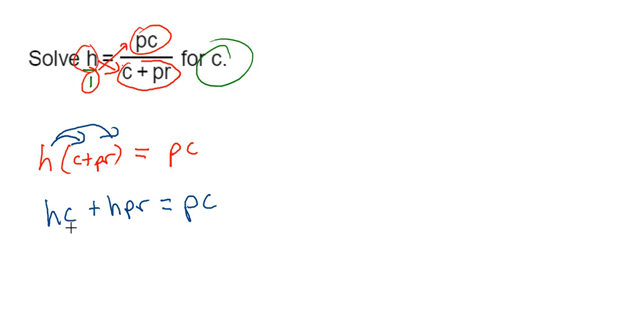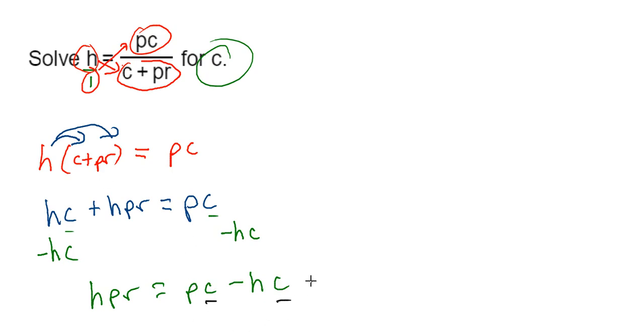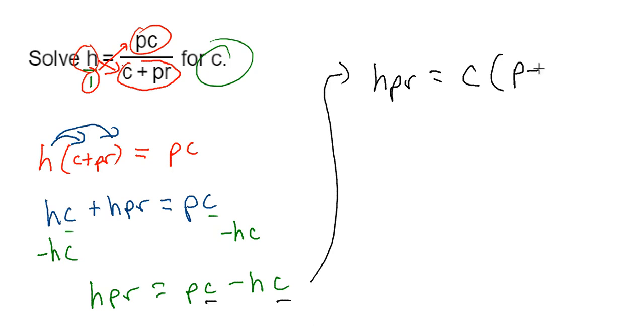So the next obstacle is c is on both sides of the equation, but we really want it to be on just one side of the equation. So I will subtract the hc to the right-hand side. So that's going to give me hpr equals pc minus hc. And then c is a common factor in both of these terms, so we'll factor it out. So we'll have hpr equals c factored out, and then p minus h left over in parentheses.